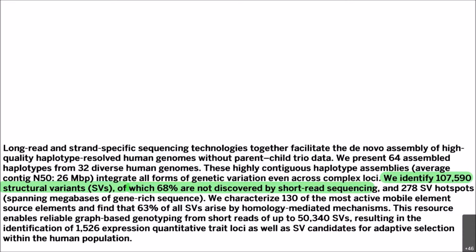This is a paper released from Evan Eichler's lab that, yet again, reaffirms some of the things that he's found in the past and our lab has found in the past, that we're missing a huge amount of structural variation whenever we were using previous methods. Okay, let's move on to the next slide.